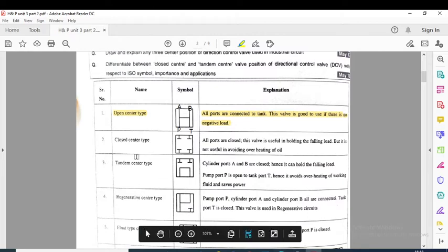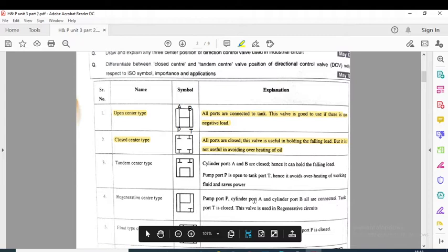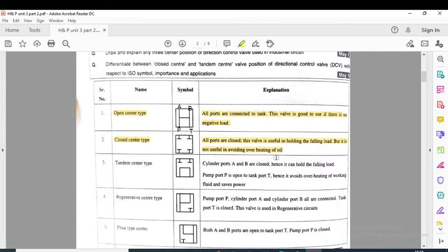Then this is the closed center type position. We already saw here this is the closed center type, meaning all ports A, B, P, and T are closed here. So all ports are closed, and the valve is useful for holding the falling load, but it is not useful in avoiding overheating of the oil. I already taught you how holding of load is essential, and how this overheating of oil occurs. We already covered this concept previously.